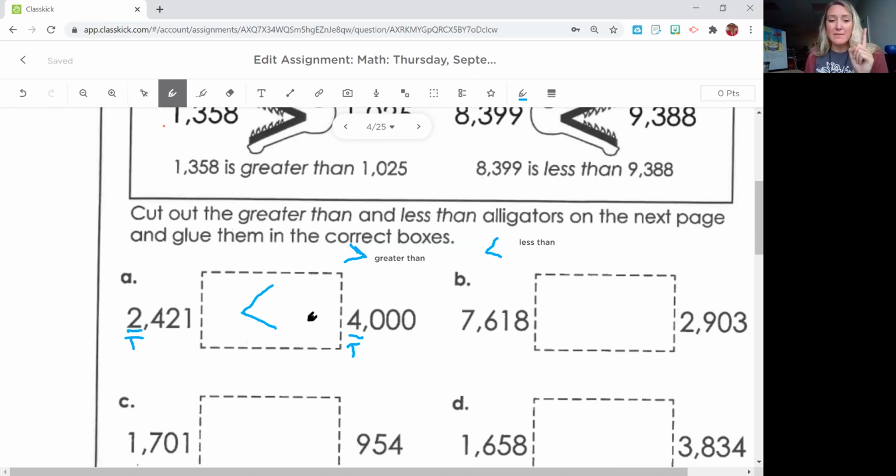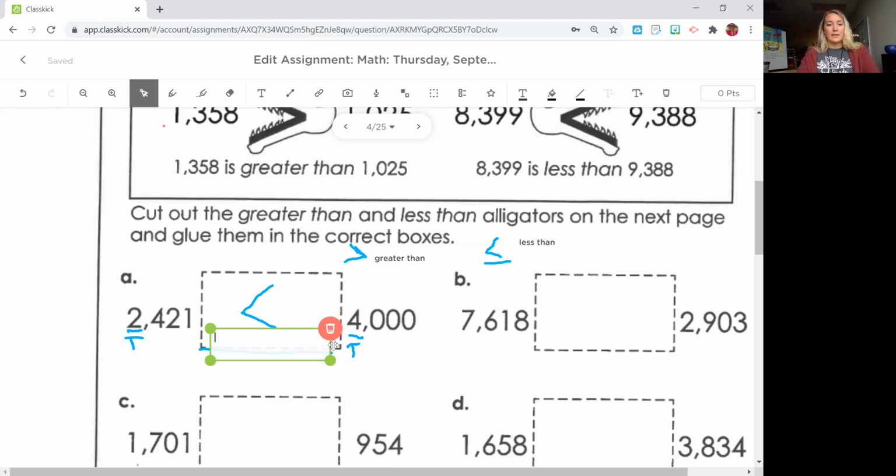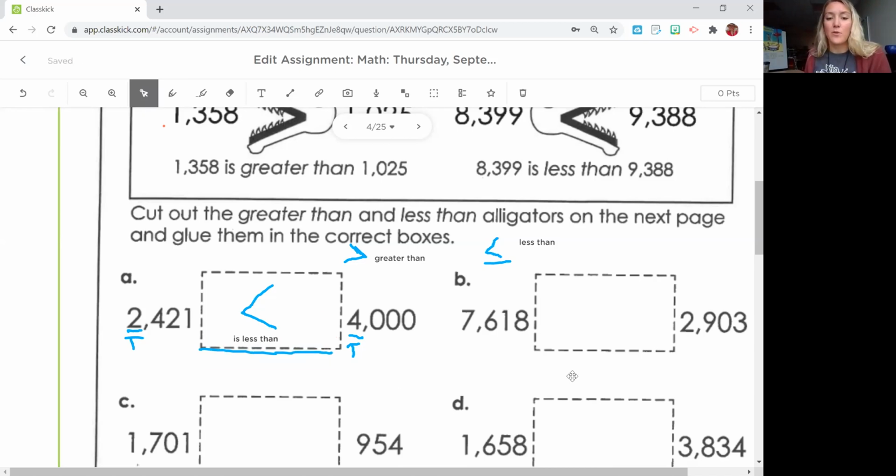All right, I have my symbol. Now I want you to write underneath what that symbol means, because we're going to start memorizing what these symbols mean. If I were to read this out, I would say 2,421 is less than, it's the less than sign, 4,000. So I would write down, I'm going to type it, is less than, and I'll write it right underneath there, is less than 4,000. Let's move on to C.